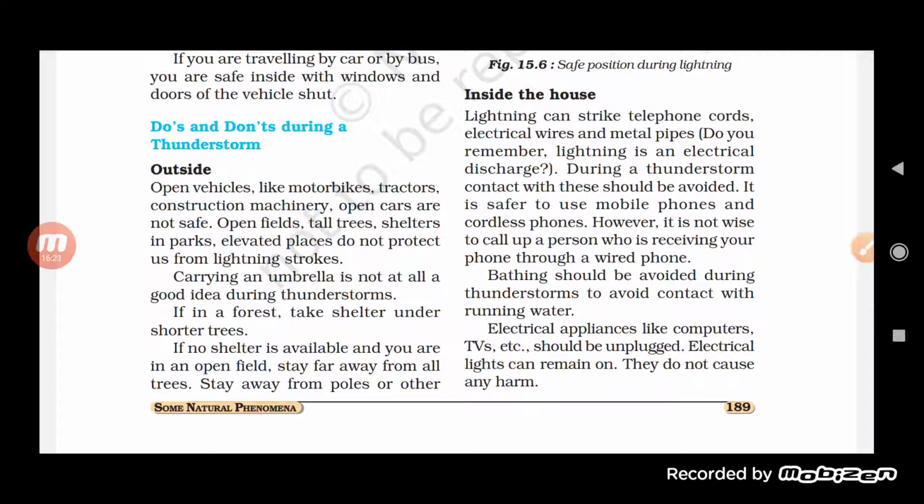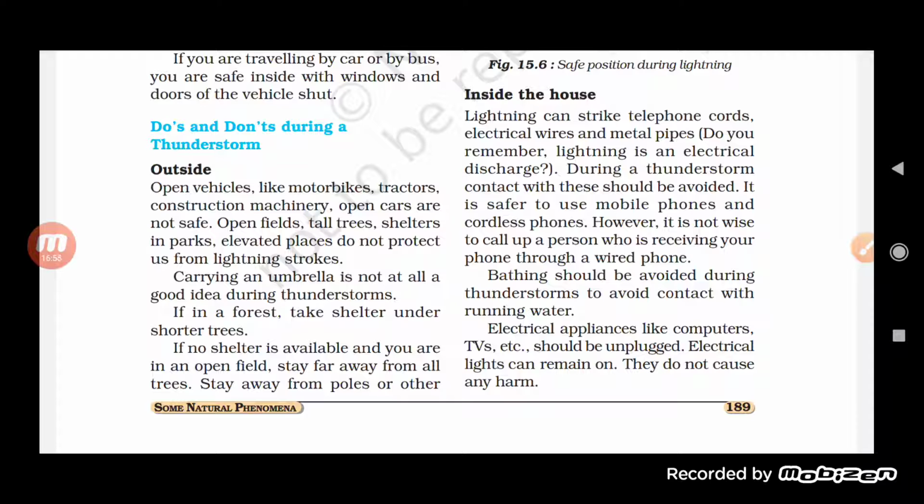So, the first part is what we have understood: the precautions that a person must take when outside. And the second is the precautions that must be taken when the person is inside the house. Lightning can strike on the telephone cord, on the electrical wires, and even on the metal pipes.